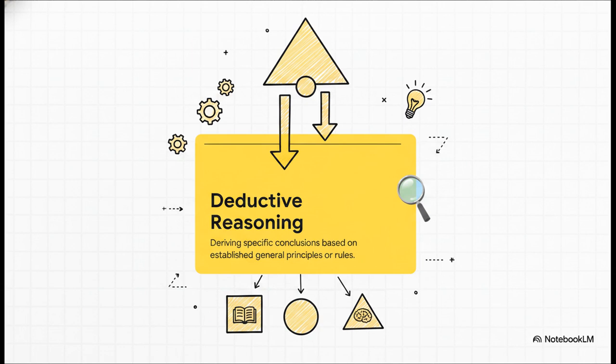Now contrast that with deductive reasoning. This is the top-down approach. Here, you start with a broad, concrete rule and apply it to a specific case. Unlike the inductive approach, deductive reasoning uses strict formal logic. If your initial premise is rock solid, well, your specific conclusion is mathematically guaranteed to be true.